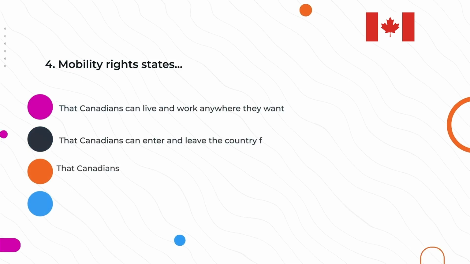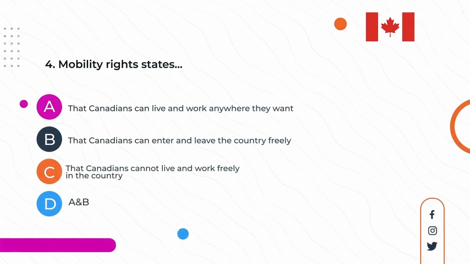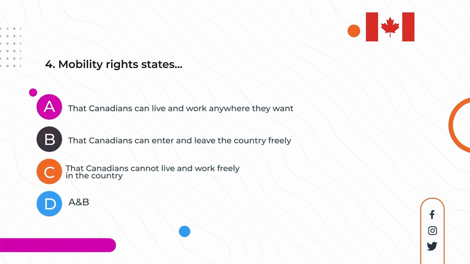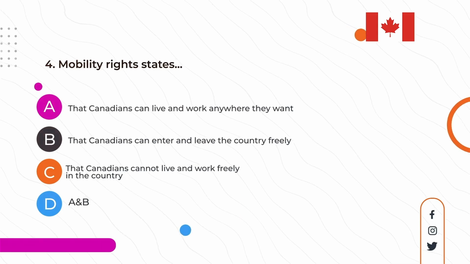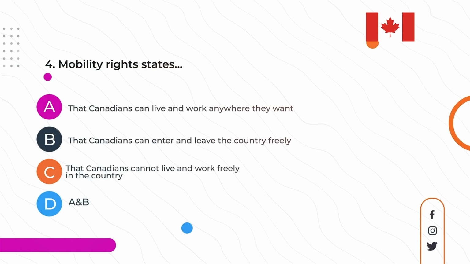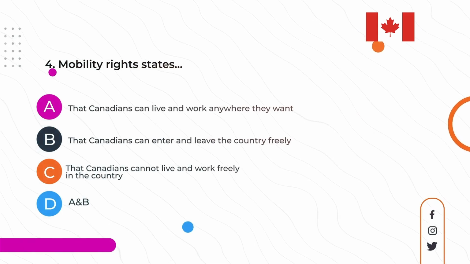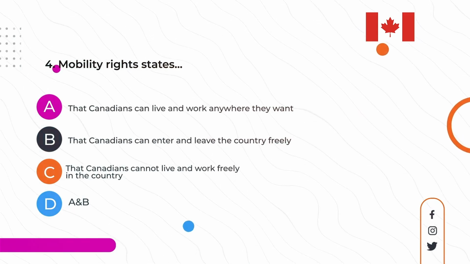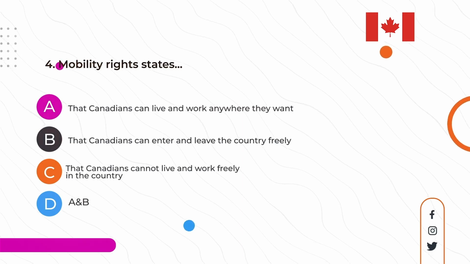Number 4. Mobility rights states: A. That Canadians can live and work anywhere they want. B. That Canadians can enter and leave the country freely. C. That Canadians cannot live and work freely in the country. D. A and B.